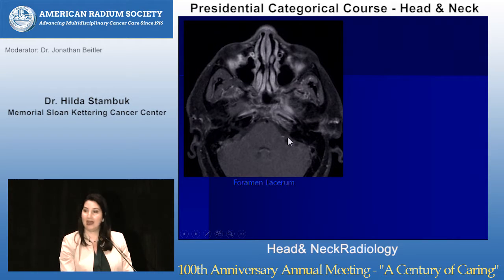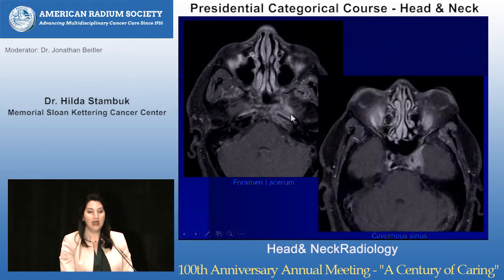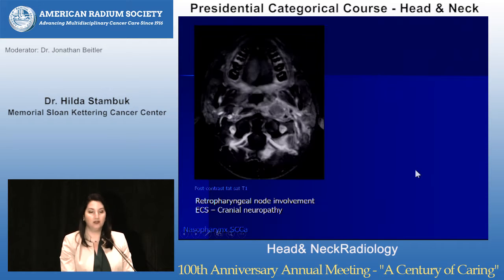So let's look at an axial post-contrast fat-SAT, and you can see that the tumor is going through the skull base and it's around the carotids. It's actually already jumped on V3 intracranially and made its way into the cavernous sinus and into Meckel's cave. So that's another route of tumor spread. So where else do we look for tumor spread?